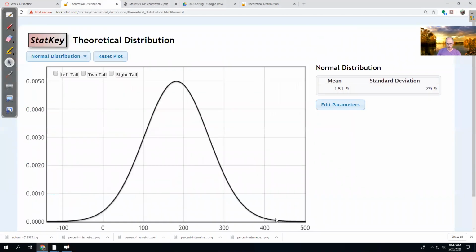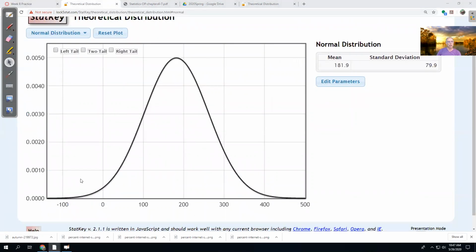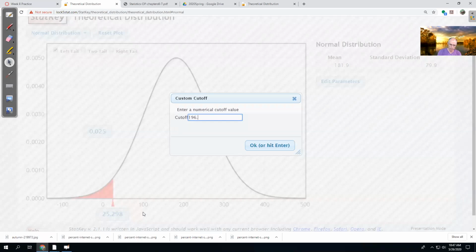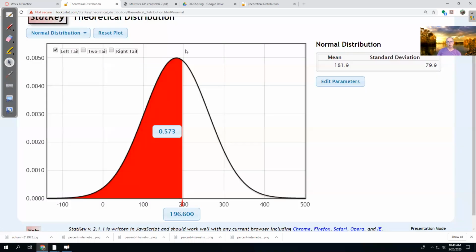And then, let's see, my zoom tools are in the way down there. We need to do a left tail because it was a less than probability, and we need to change the x value down here. And I think that was what, 196.6 for mine. Okay. And yeah, you can see that's a little past the center where I was guessing it was. And here they claim it's 57.3%, 0.573. And I thought it was a little bigger than 50%.